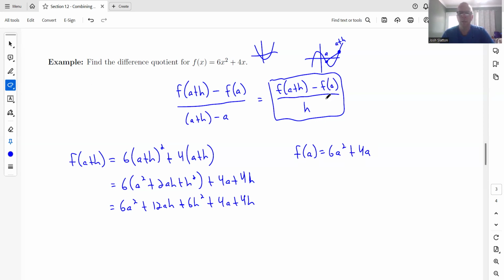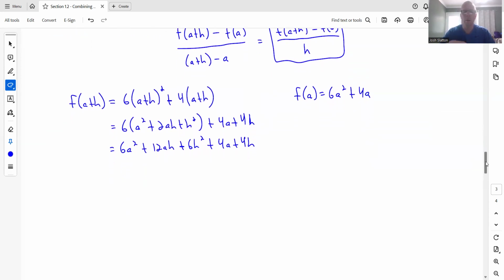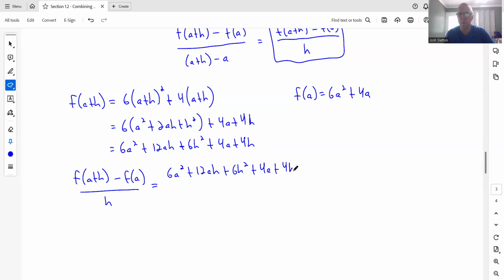And so now we're ready to use this formula. And so scroll down a little bit. So f of a plus h minus f of a over h. And so here we have our f of a plus h. And this is where you've got to be careful with all of your terms here. Make sure you get them all. And then so there is our f of a plus h. And we need to subtract off f of a, which is just that. So 6a squared plus 4a, and then all of this is over h.